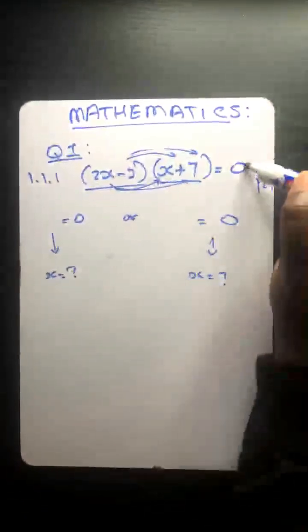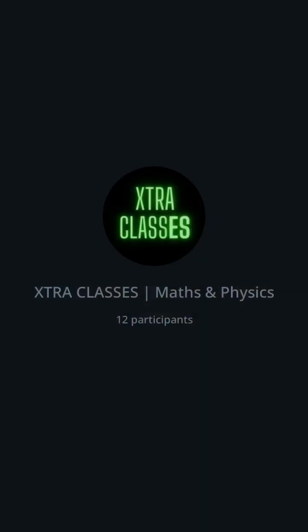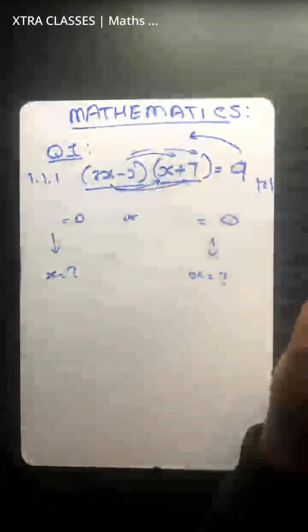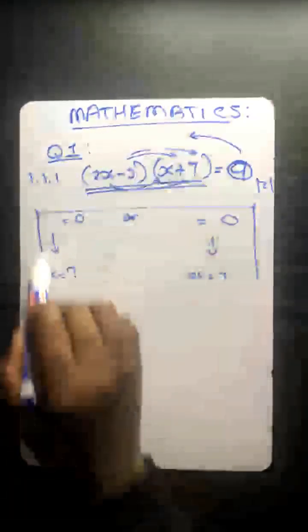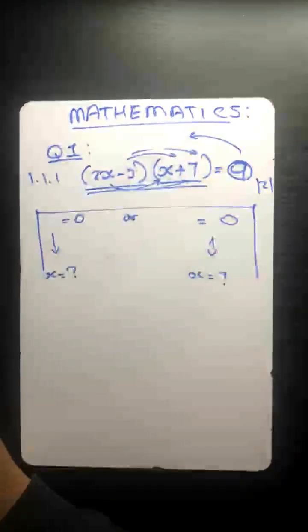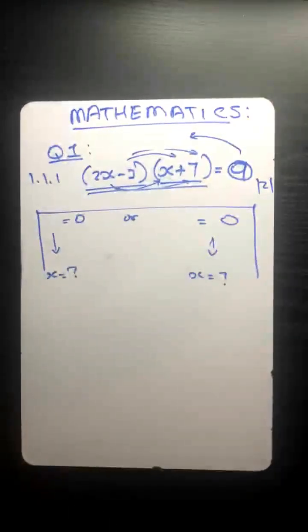If it was equated to 9, that's when you're going to do that. Then you take it to the other side so that you can equate it to 0, then factorize, and then get to this part. So that's how you work out that first question. I'm not sure if you guys understood. I'm not sure if you guys have got a question on that one. Was it clear to everyone?